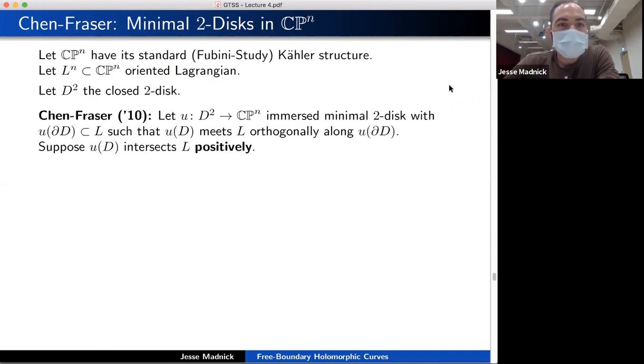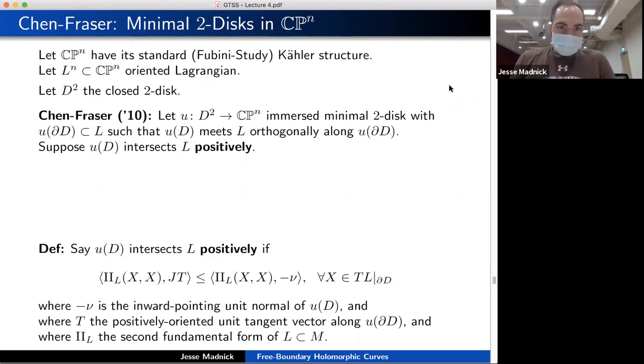Let, as they do, U be an immersed minimal 2-disk in CP^n, and its boundary is going to lie in the Lagrangian fixed in advance. We're not assuming U is holomorphic, so we have to assume from the outset that U meets L orthogonally. And we're going to assume that the intersection is positive.